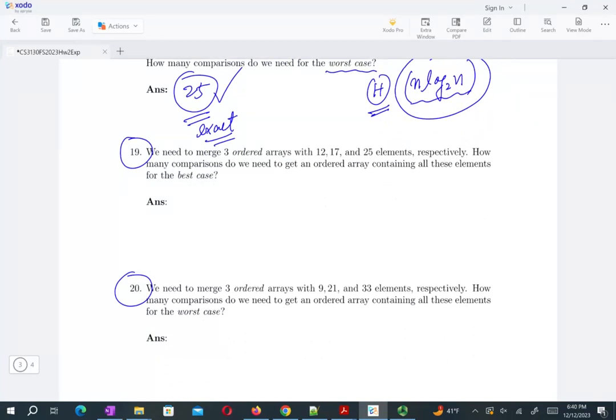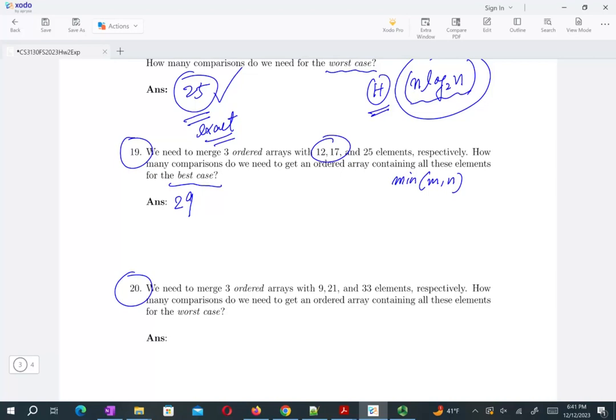Number 19, the answer is 29. You can see, add up these two numbers, because we use the best case here. The best case formula is the minimum of m and n. Here there are three possible solutions you can try.